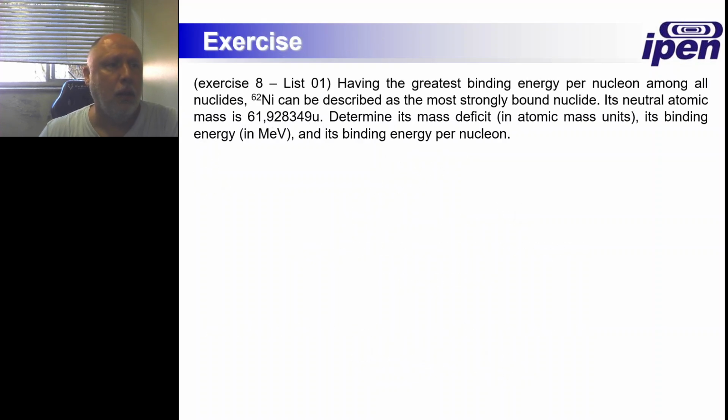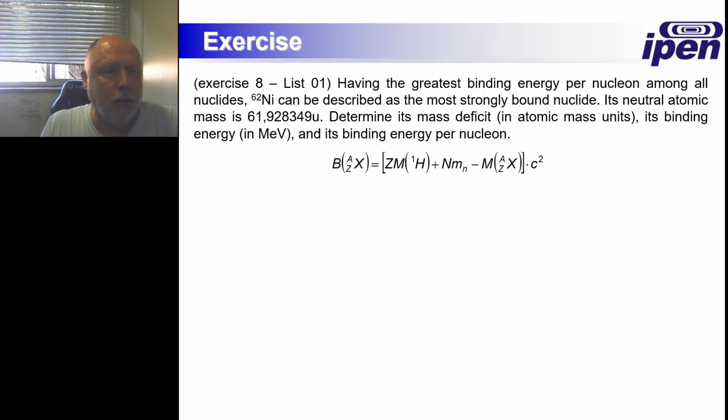Okay. Another exercise is this: the greatest binding energy per nucleon among all nuclides is that of nickel-62. It can be described thus as the most strongly bound nuclide, and the neutral atomic mass of nickel-62, meaning the weight of the atom plus the electrons. And we want to know the mass deficit in atomic mass units, the binding energy in mega electron volts, and the binding energy per nucleon.